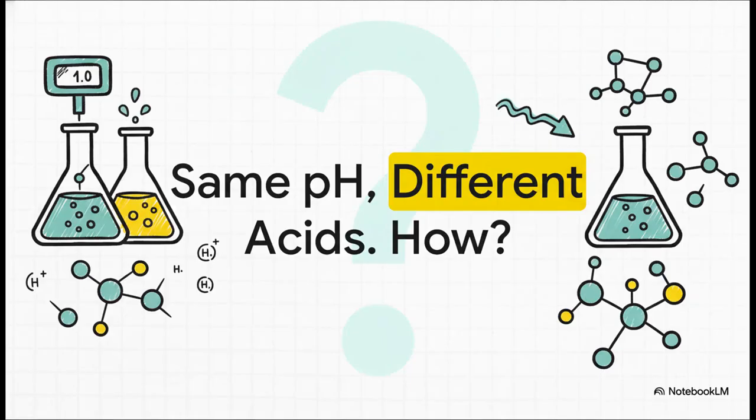All right, so here's the challenge, right at the center of it all. Imagine you've got two different acid solutions. You stick a pH meter in both and boom, they read the exact same thing, a pH of 1.0. Now here's the twist. One of these acids is notoriously strong, and the other one, well, it's weak. So how on earth is that possible?